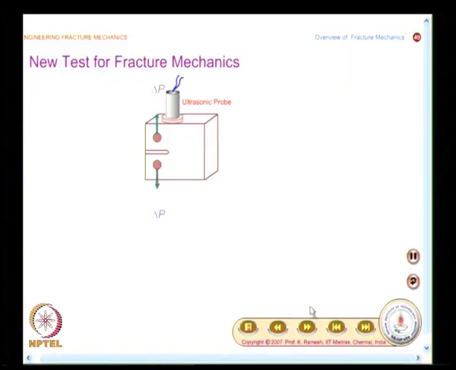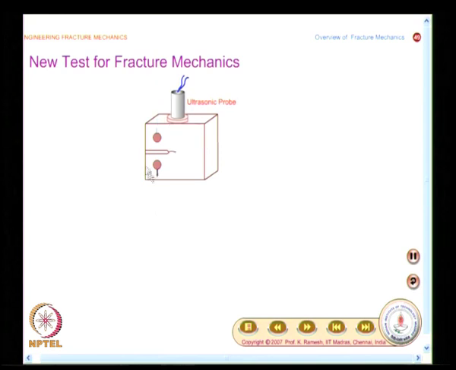When we develop the concepts related to energy release rate, we would be able to appreciate how these questions can be answered. So, what we will now look at is, if I have to know what is the critical crack length, how long the crack will take to grow, I need to have a new experiment for fracture mechanics, and this is what is schematically shown.